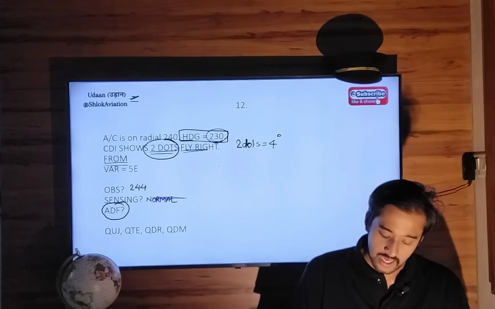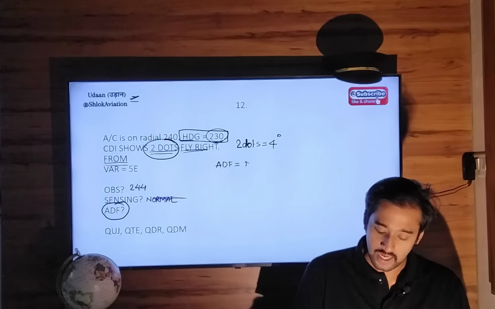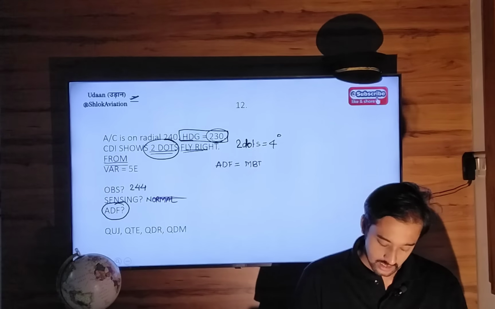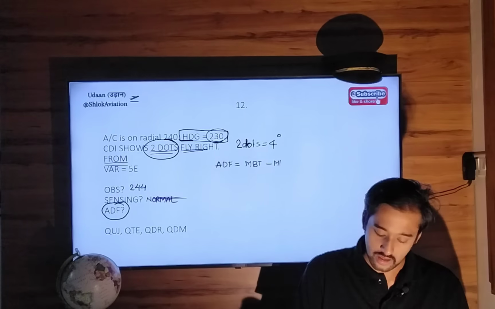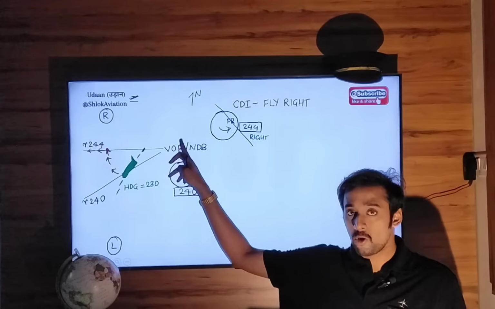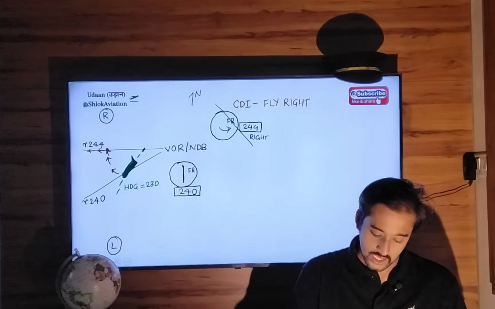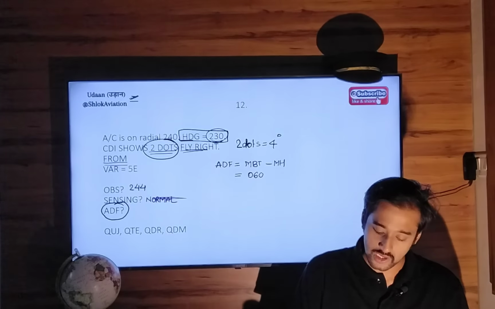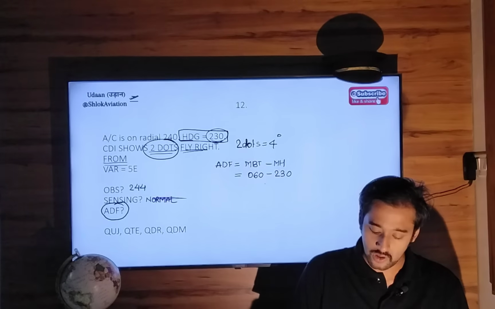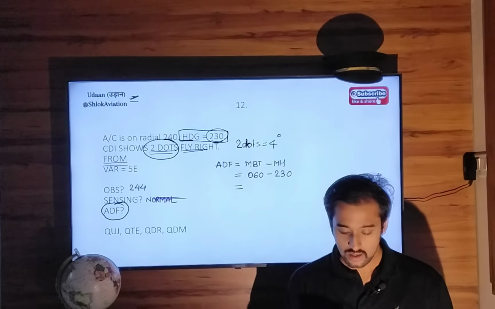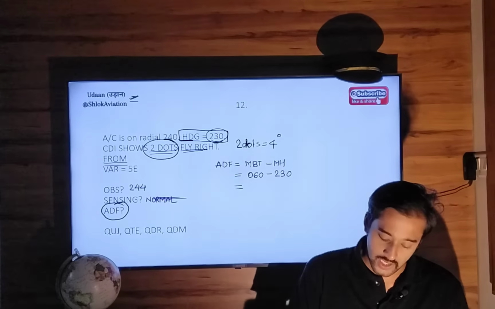ADF. Now ADF is magnetic bearing to the station minus magnetic heading. So magnetic bearing to the station is what? Outbound bearing is 240, inbound bearing will be reciprocal of that, which is 060. Inbound heading will be 060, magnetic heading is 230, so answer will be 60 minus 230, which is equal to 190.